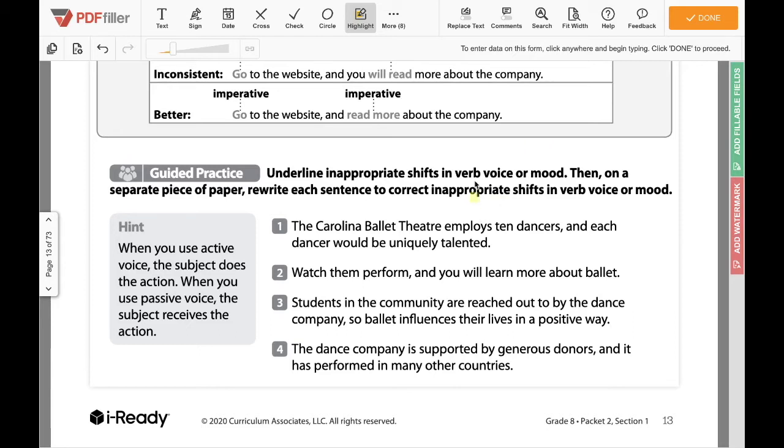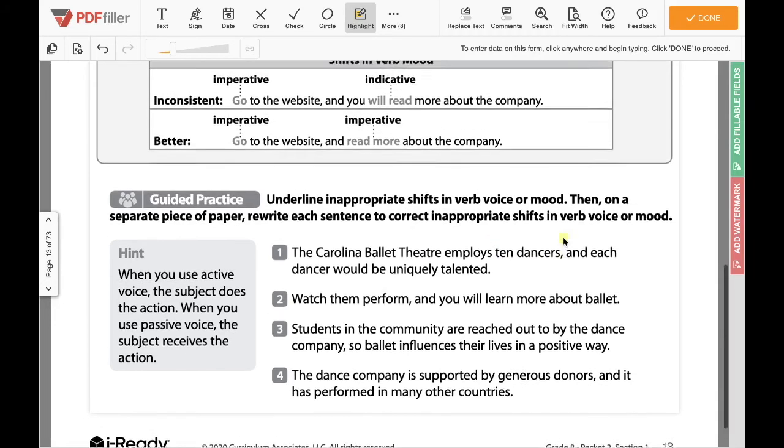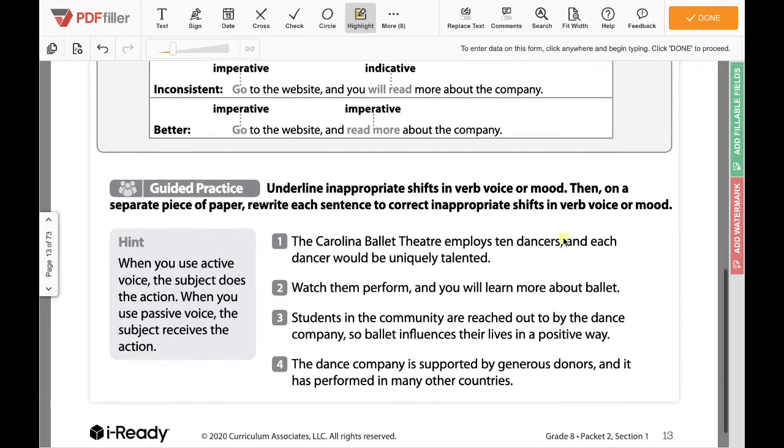Well, I think here we're looking at a difference in verb mood. So here they're saying that they employ 10 dancers. It's not saying that they might employ 10 dancers or that they could employ 10 dancers. It's saying that they do employ 10 dancers. So it's using that indicative verb mood, which is stating a fact, that they employ 10 dancers. Well, each dancer would be uniquely talented.